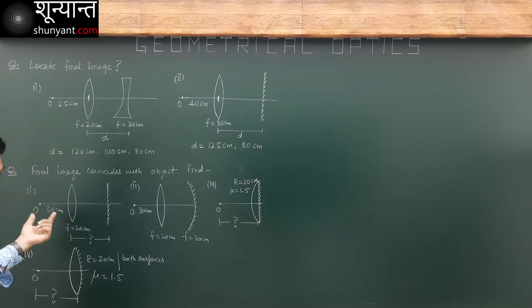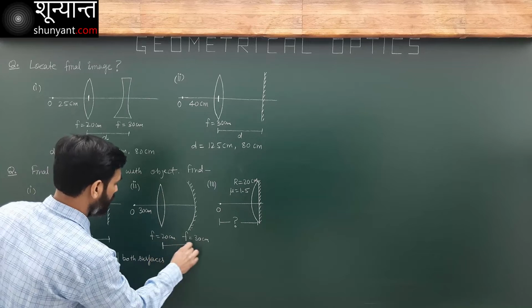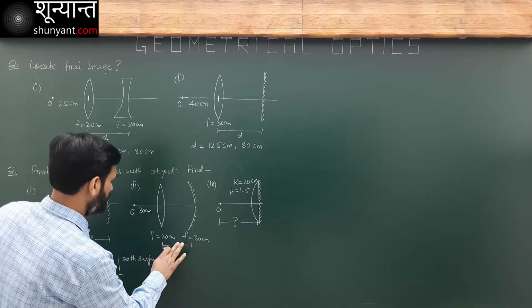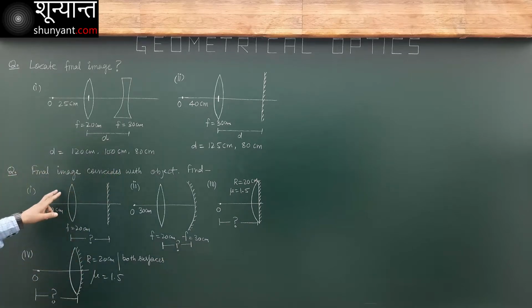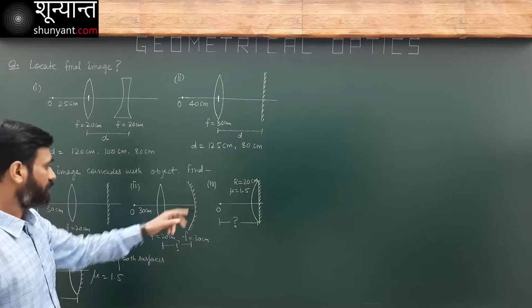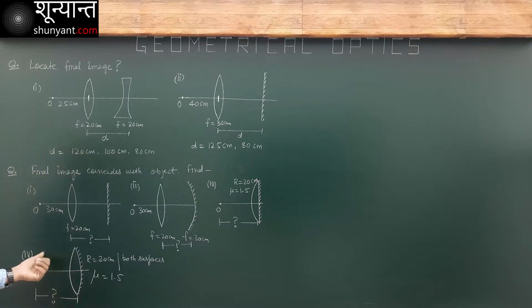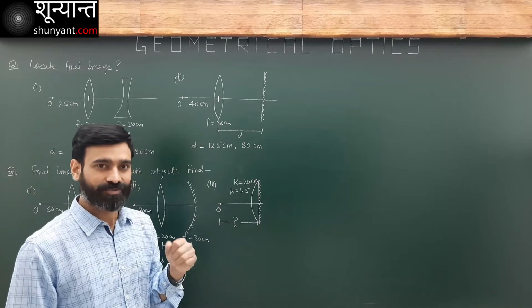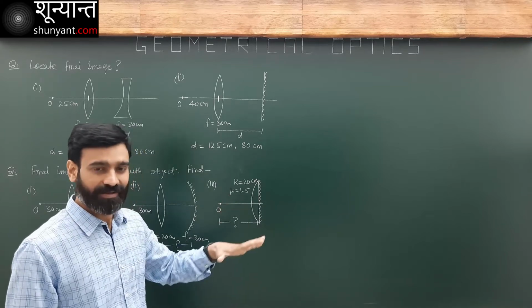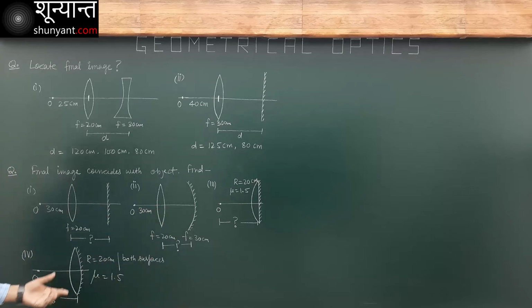In each case I have to find a certain value. In the first and second case, I have to find this distance: what is the separation between lens and mirror? In the third and fourth case, you will see I have to find the object distance. At what distance should I keep my object such that the final image coincides with the object?